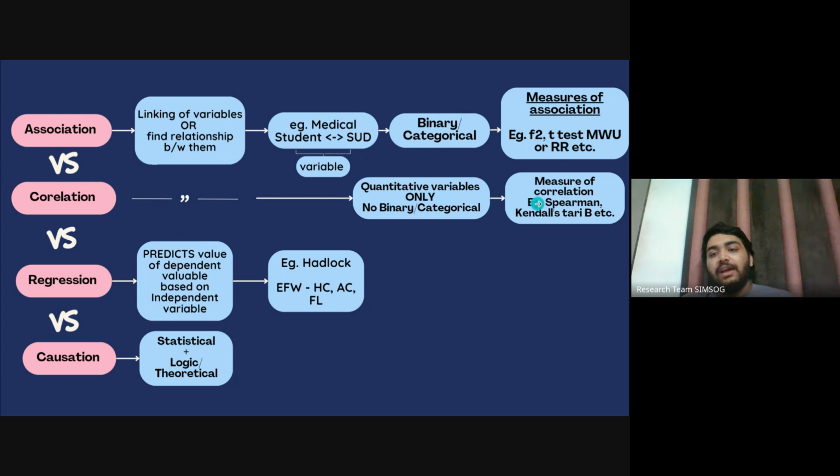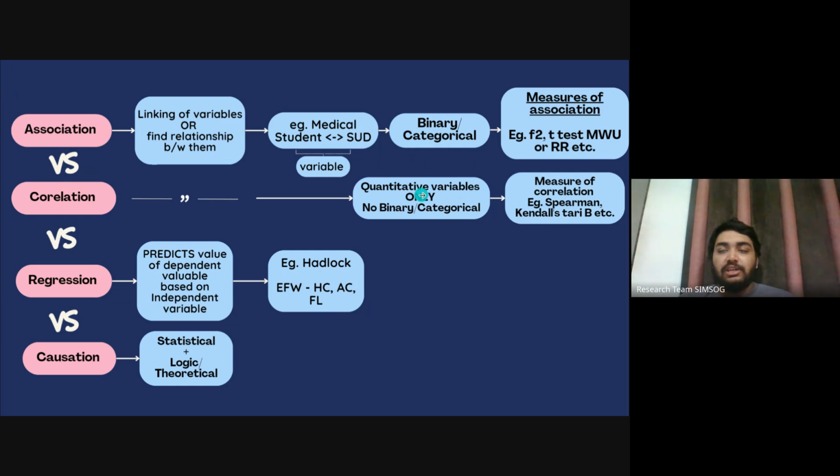There are various measures of correlation. For example, we have the Pearson correlation coefficient, the Spearman correlation, then Kendall's tau beta or tau b, and so on. These are called measures of correlation, and they are also statistical tests by themselves. But essentially, I want you all to understand that when it comes to binary or categorical variables, we will often do association, whereas when both are quantitative variables.